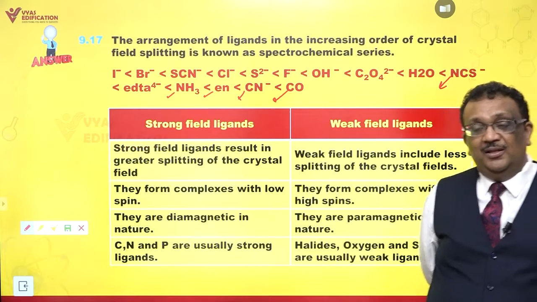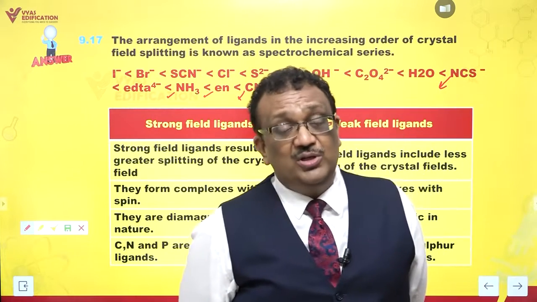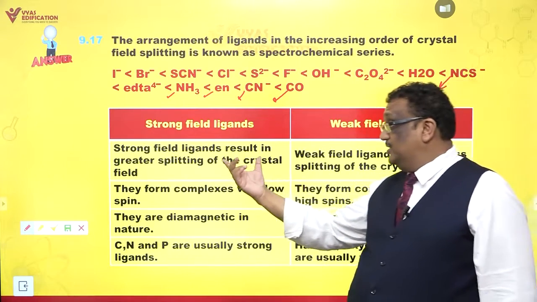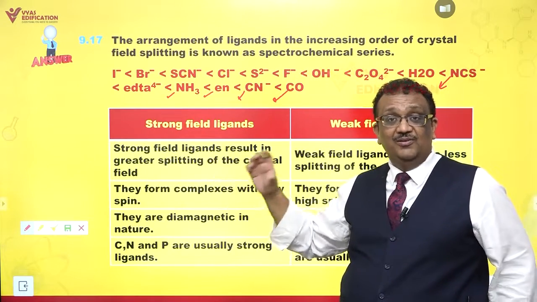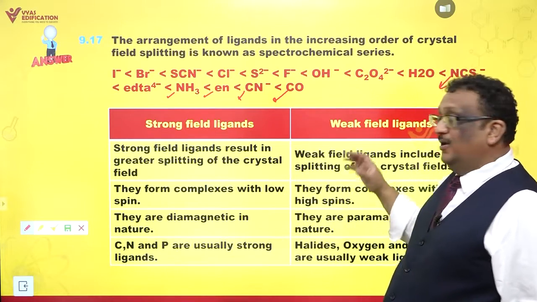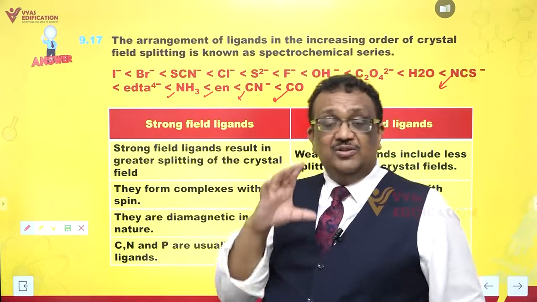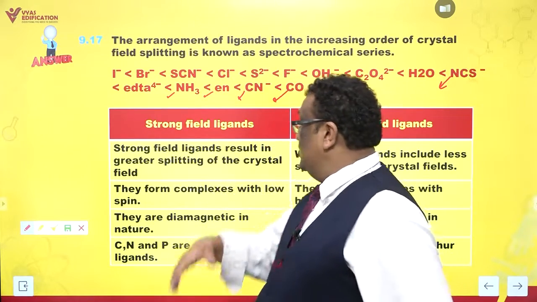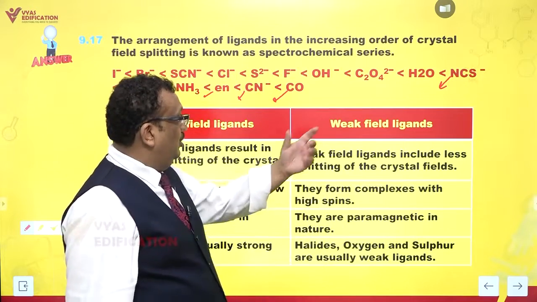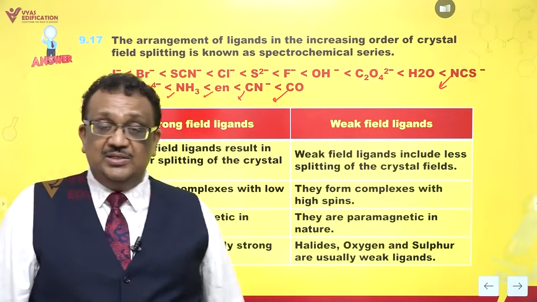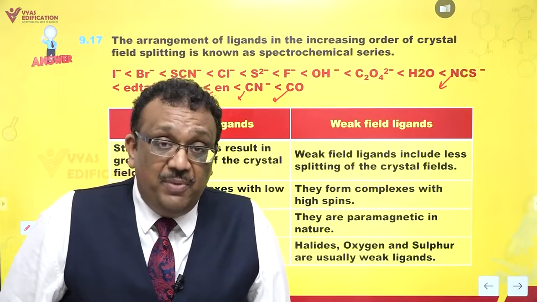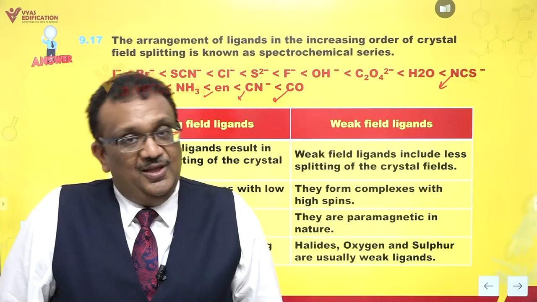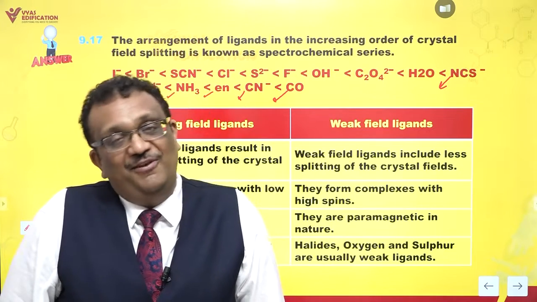Could we also compare the strong and weak field ligands? What is the meaning? What is strong field? What is weak field? Let's take a look. Strong field ligands result in greater splitting of the crystal field. That means delta O, the crystal field splitting parameter, is always higher in the case of a strong field ligand as compared to a weak field ligand under similar circumstances. In fact, that is the very basis of the definition of strong and weak field. If they can split the field very well, they are strong field. If they can't split properly, they are weak field.